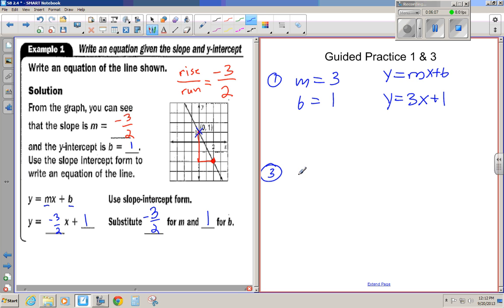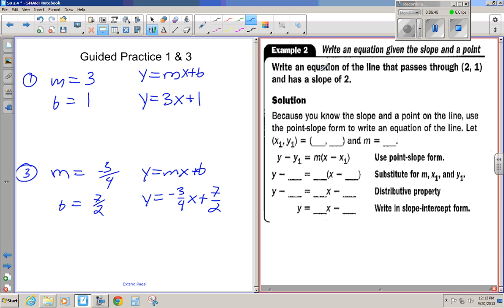Number 3, m equals negative 3/4, b equals 7/2. So we use this formula again, y equals mx plus b. y equals the m, negative 3/4, x plus 7/2. That's a totally acceptable equation. So you should try number 2 now of the guided practices.